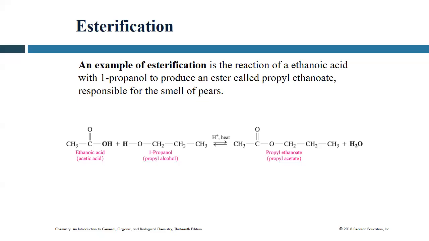Now, propyl acetate or propylethanoate, depending upon which source you're looking at, this is actually the primary smell that we associate with pears. Now, pears on their own don't have a really strong, potent odor. But if you get close enough to a ripe one, you can tell there are certain things that would distinguish it from, say, an apple or an orange or a banana.